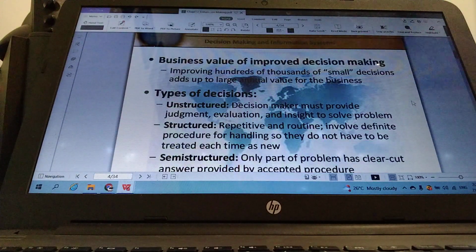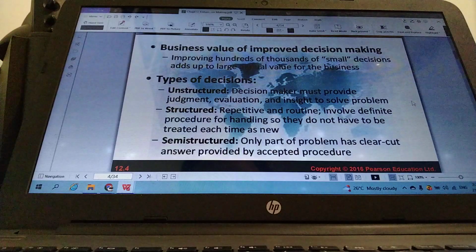Moving on, let's look at types of decision. There are three types of decision that we have seen before in some of the previous slides. One is known as unstructured, where the decision maker must provide judgment, evaluation, and insight to solve the problem. So it depends very much on the decision maker. The person who is involved in making the decision must provide judgment, must do some evaluation, and also insight to solve the problem based on the information or data that he has.